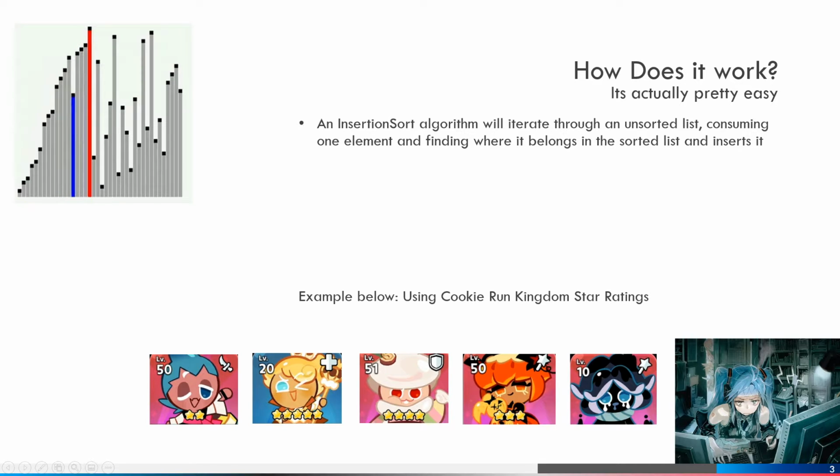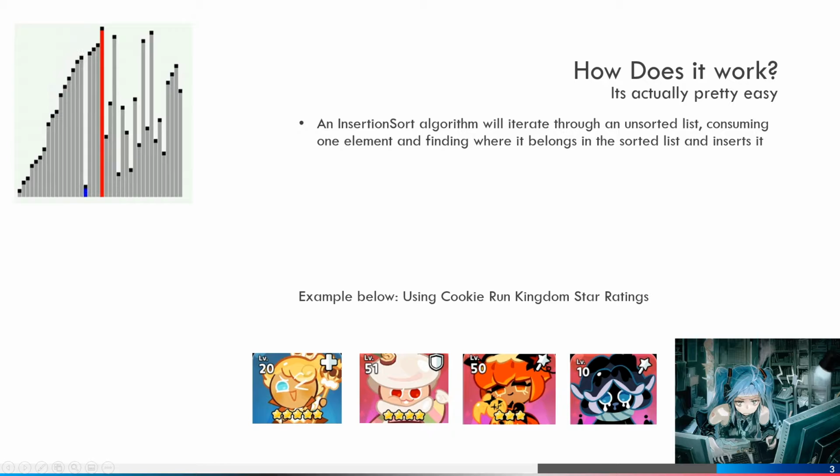So, how does it work? Well, it's easy. An insertion sort algorithm will iterate through an unsorted list, consuming one element and finding where it belongs in the sorted list and then inserting it into a new list. And I've provided an example using cookies that I have in Cookie Run, going off of their star rating.